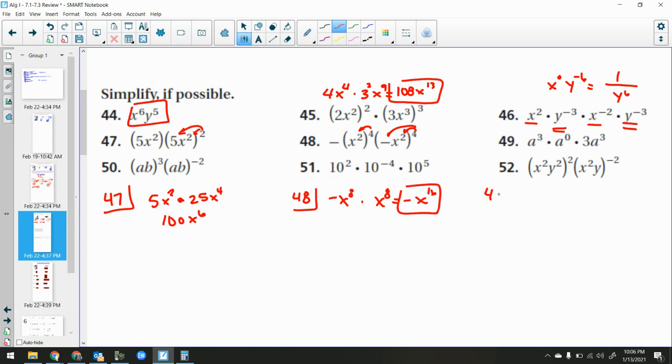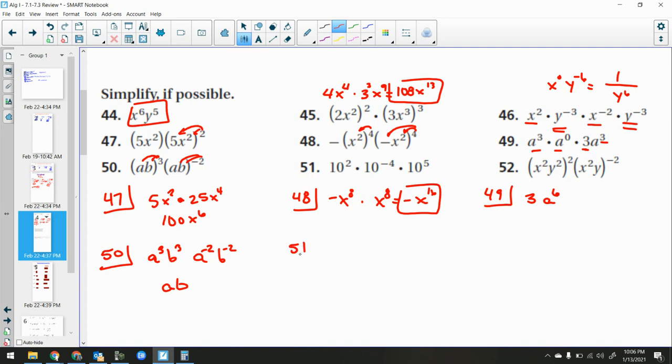Number 49, they're all a in this case. Notice that the 3 just stays out front, and then I have to take 3, 0, and 3 to get a to the 6th. Number 50, I distribute in this power here. That gives me a to the 3rd, b to the 3rd, and then same thing here, a to the negative 2nd, b to the negative 2nd. Okay, so that means I just add these all together, a, b, and that's my answer.